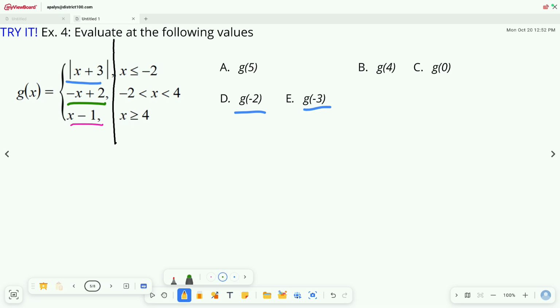Now for the green, we want x's that are in between -2 and 4, but not including either of those numbers because there's no equal sign underneath. So is 5 between -2 and 4? No. Is 4 in between -2 and 4? No, 4 is equal to 4, but we can't do the ones that are equal to 4. What about 0? Yeah.